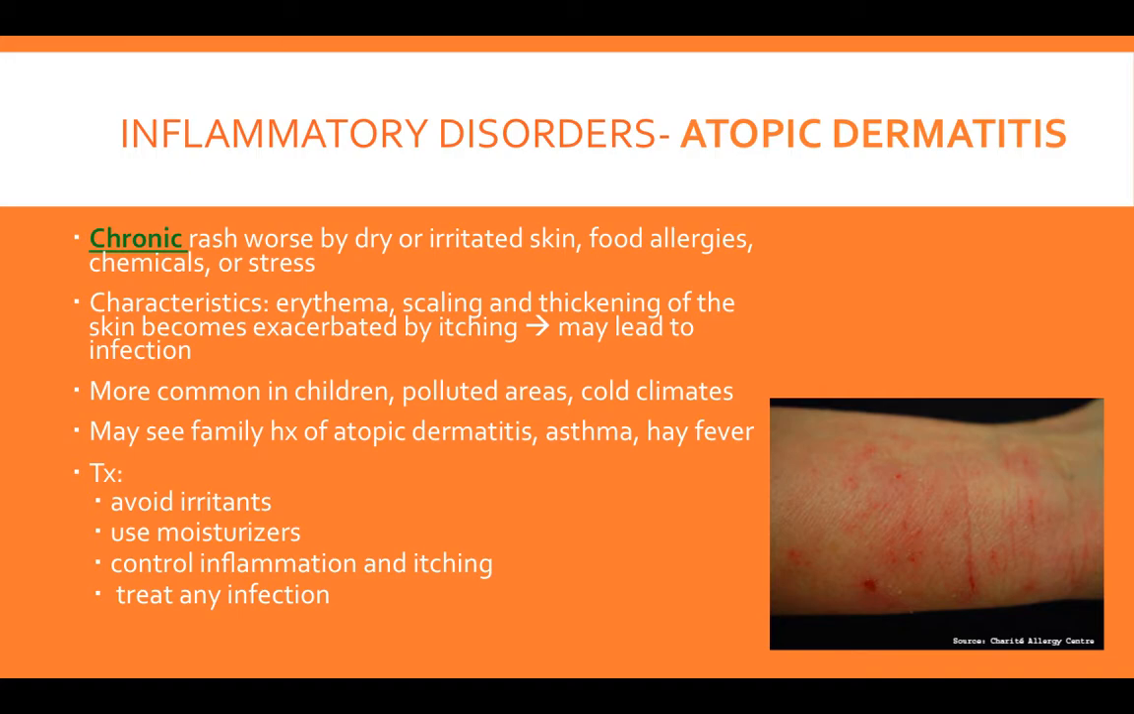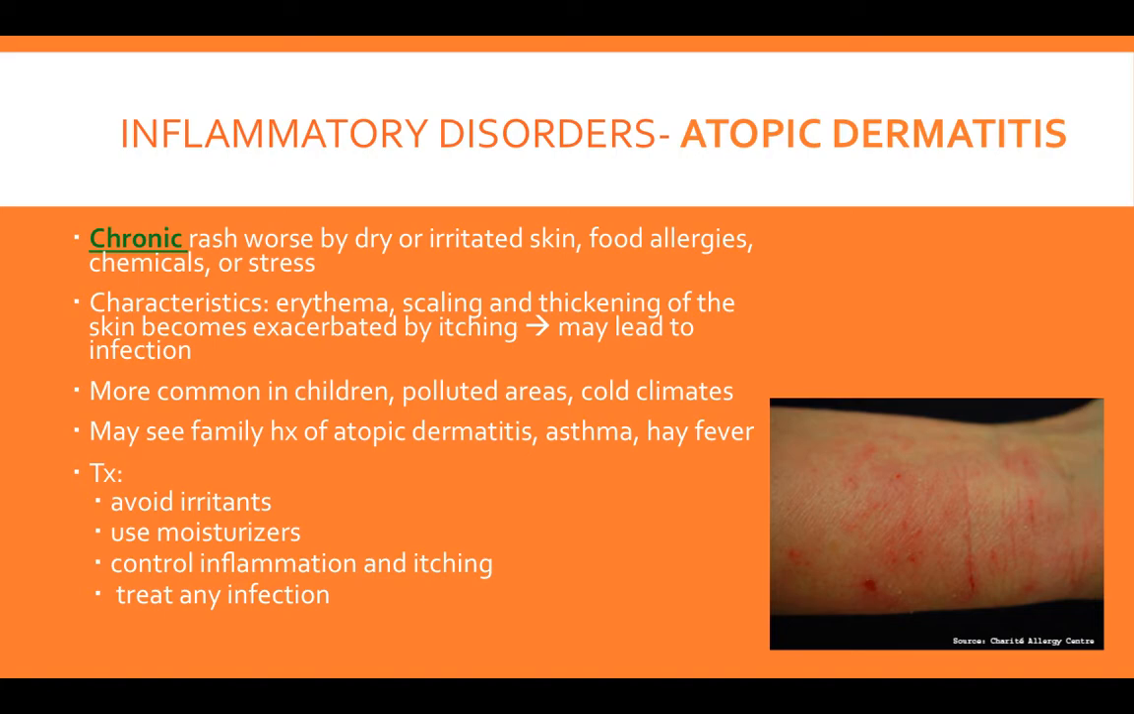So in contrast, atopic dermatitis is a chronic condition. We don't know exactly what might cause it. Food allergies can make atopic dermatitis worse. Children that have atopic dermatitis might have food allergies to milk products, nuts, and shellfish. It's a chronic condition made worse by dry or irritated skin, food allergies, chemicals, or stress. So it's an underlying chronic condition that can be exacerbated by certain triggers.